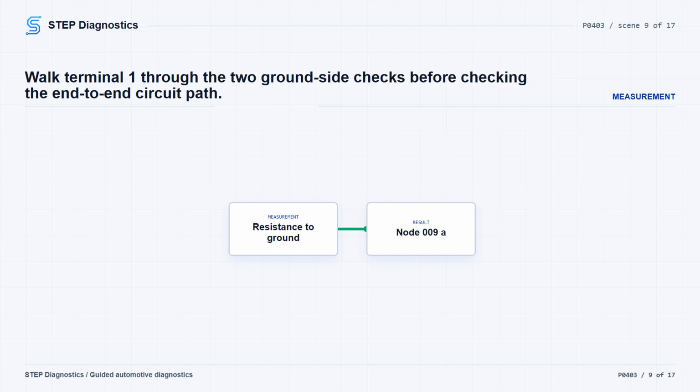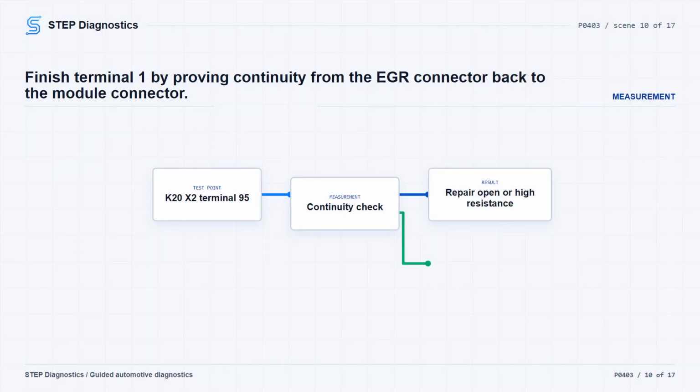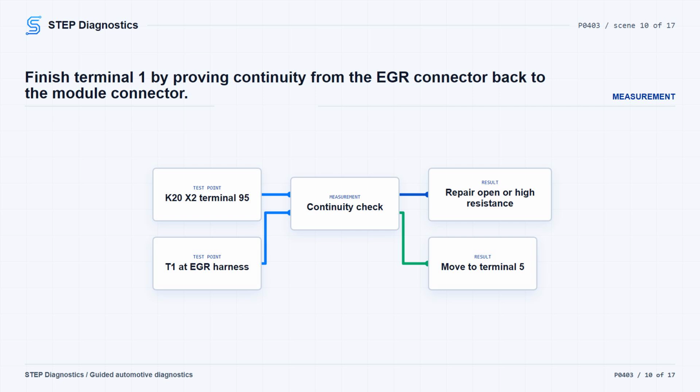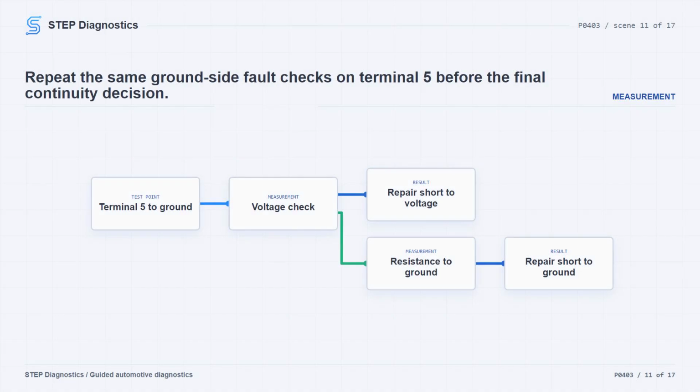If that passes, test from control circuit terminal 1 at the component harness to terminal 95x2 at the control module harness. You want less than 2 ohms. If it is 2 ohms or greater, repair the open or high resistance in that circuit. Next, make the same style of checks on control circuit terminal 5.